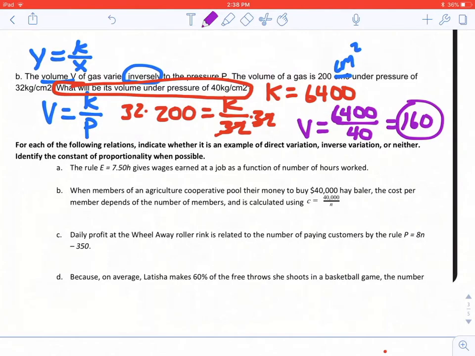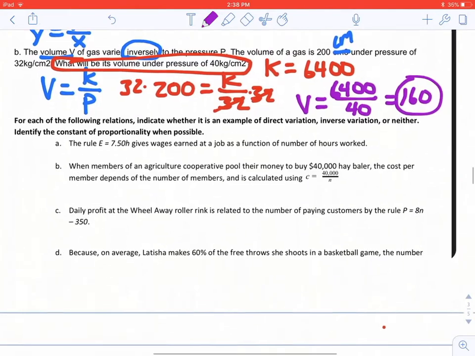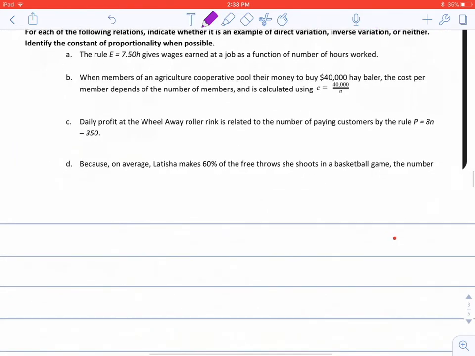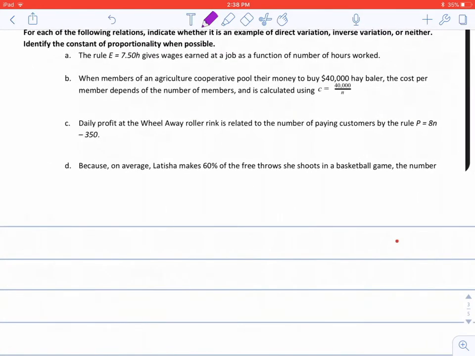Alright, so let's take a look at the ones down here at the bottom for a minute. For each of the following relations, indicate whether it is an example of direct variation, inverse variation, or neither, and identify the constant of proportionality when possible. For part A, it says the rule E equals 7.50H gives wages earned at a job as a function of number of hours worked.